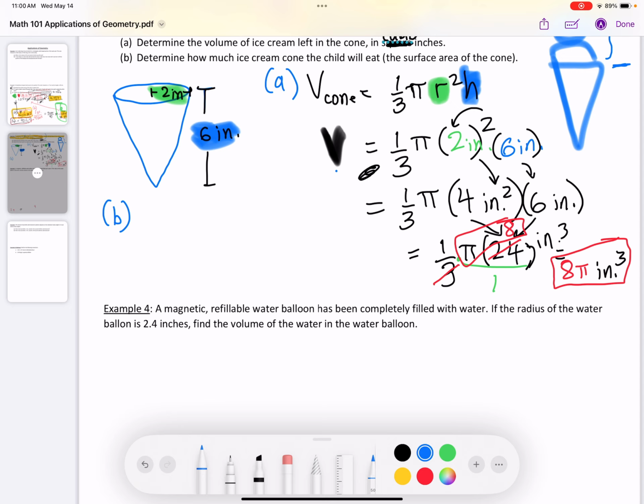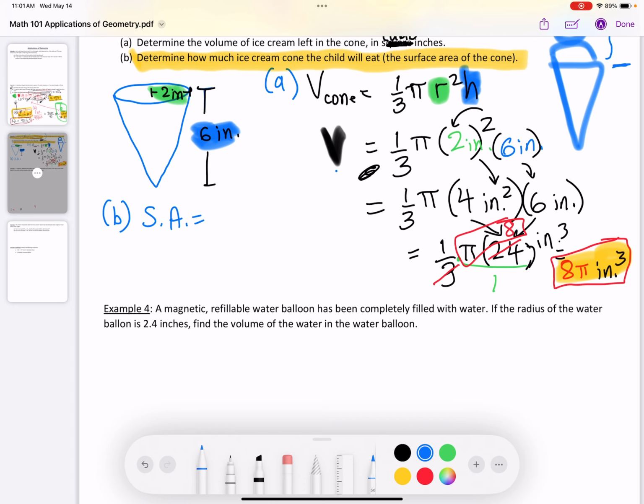Now the next one, part B. They want us to determine how much ice cream cone the child will eat. So part A was how much volume the child will eat. Now it's the surface area of the cone. This problem is just an excuse for us to use those formulas. It's a bit silly that they think this matters, but it doesn't.